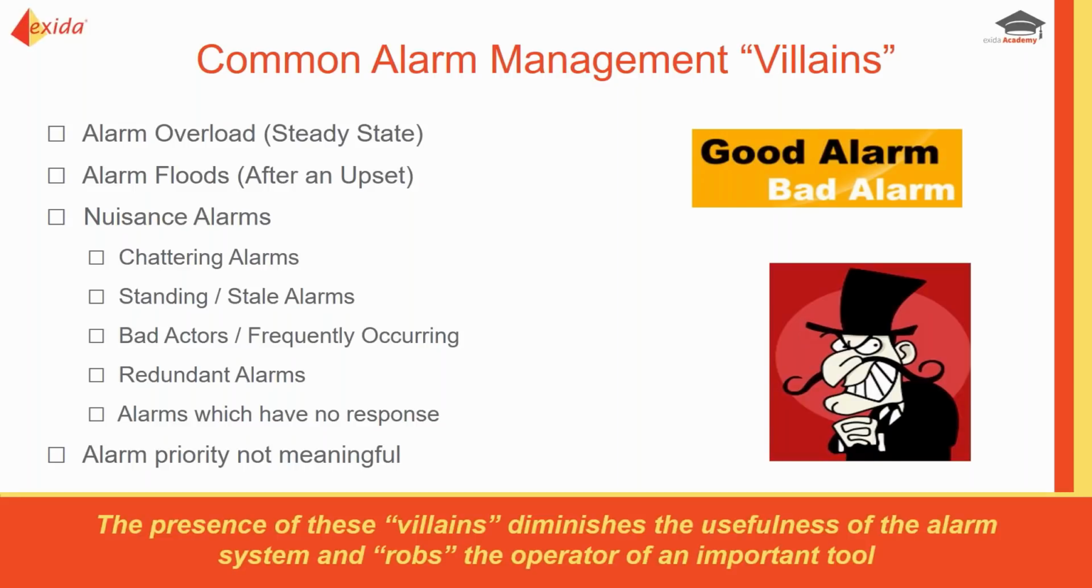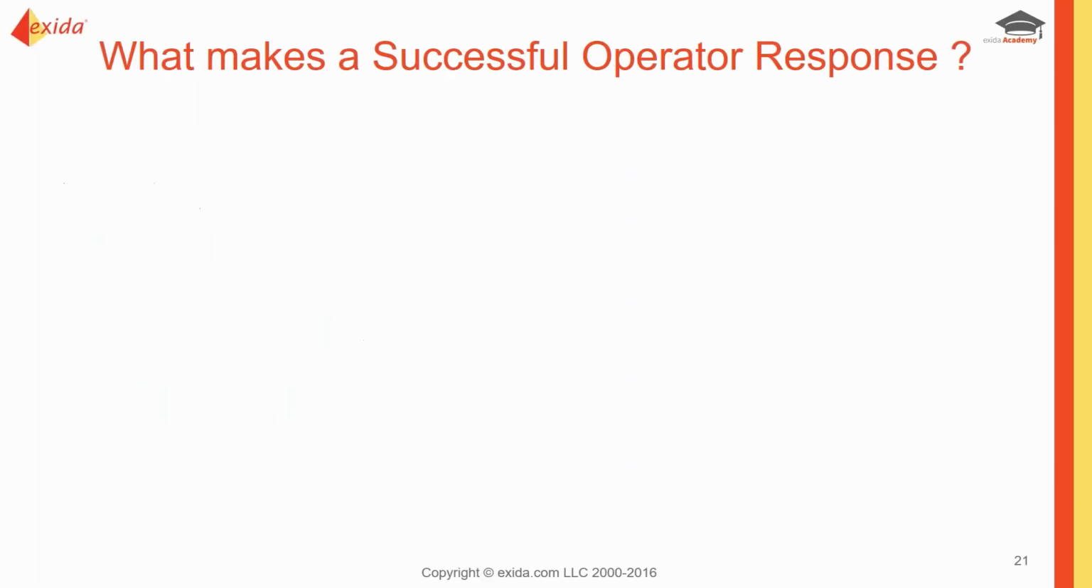So these villains, if you want to call it that, if they exist in your alarm system, they're really going to rob the operator of an important tool. It diminishes the capabilities of the alarm system. And if you have these problems to a great degree, perhaps almost to the point where the alarm system is not a helpful tool to the operator. So that's why we do performance monitoring and assessment to make sure that the alarm system is performing effectively so that it is a useful tool to help the operator deal with abnormal situations and respond appropriately.